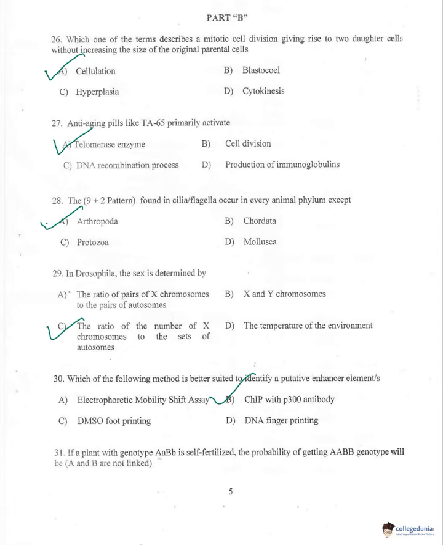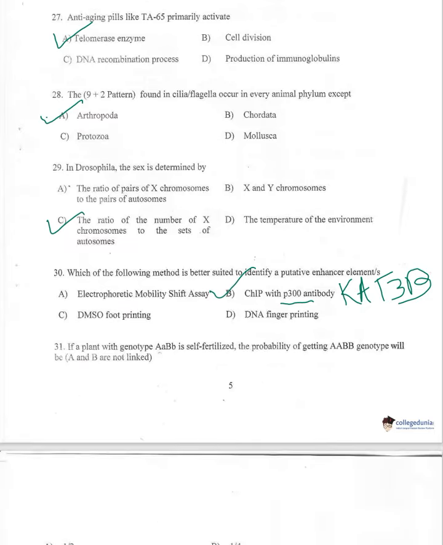It is a tool for analyzing the enhancers or the transcription activity. The particular one is the histone acetyltransferase, which is the P300 antibody, also known as CBP or KAT3B.